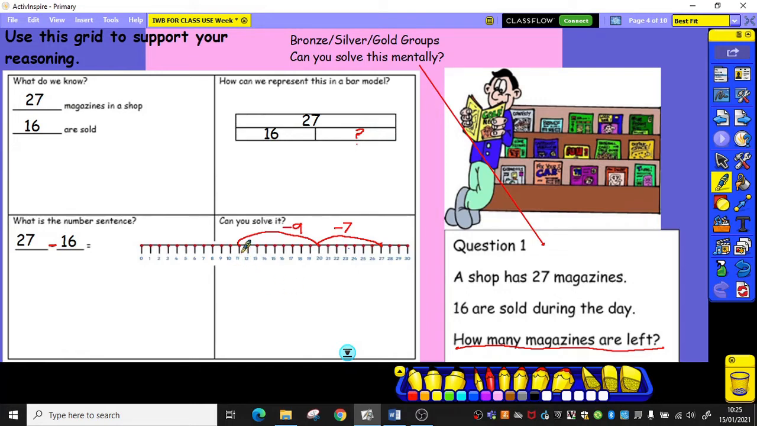So my answer is 11, and I could then put this into my bar and see that 11 add 16 would give me my total of 27. Obviously I use the inverse to check my answer. Sapphire group, I'd like you to now start your challenge.